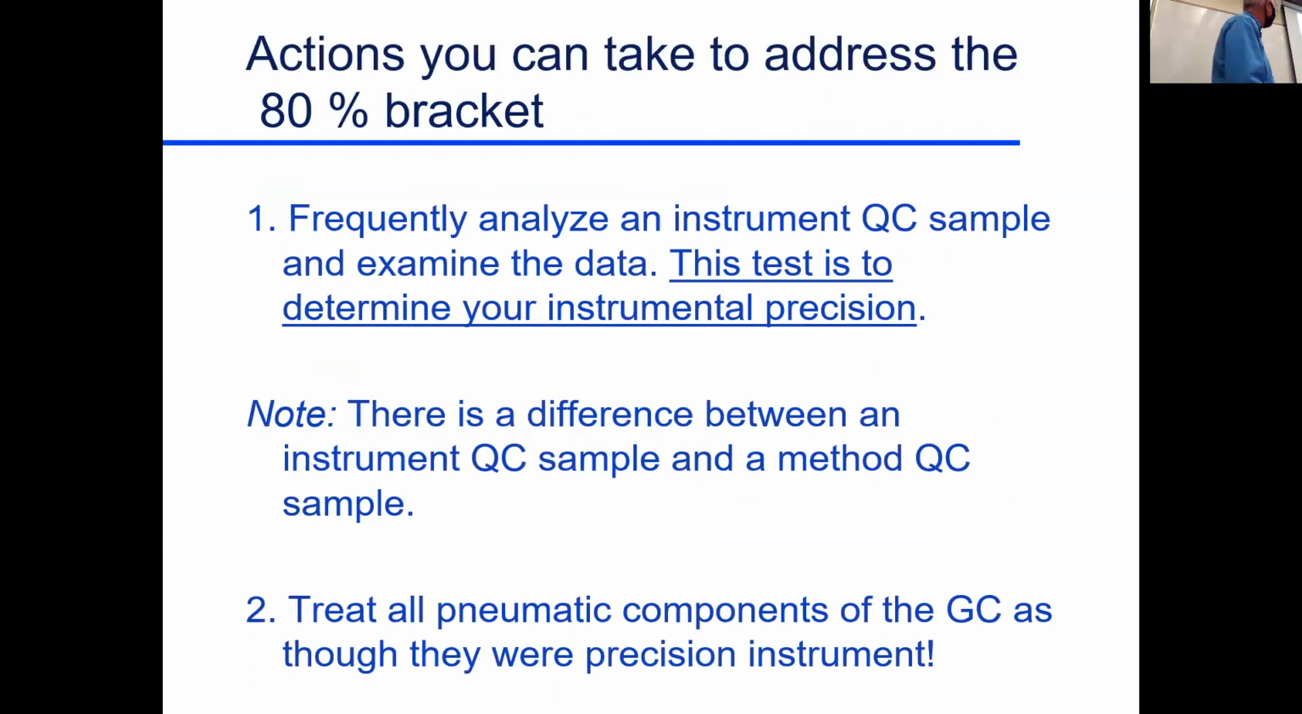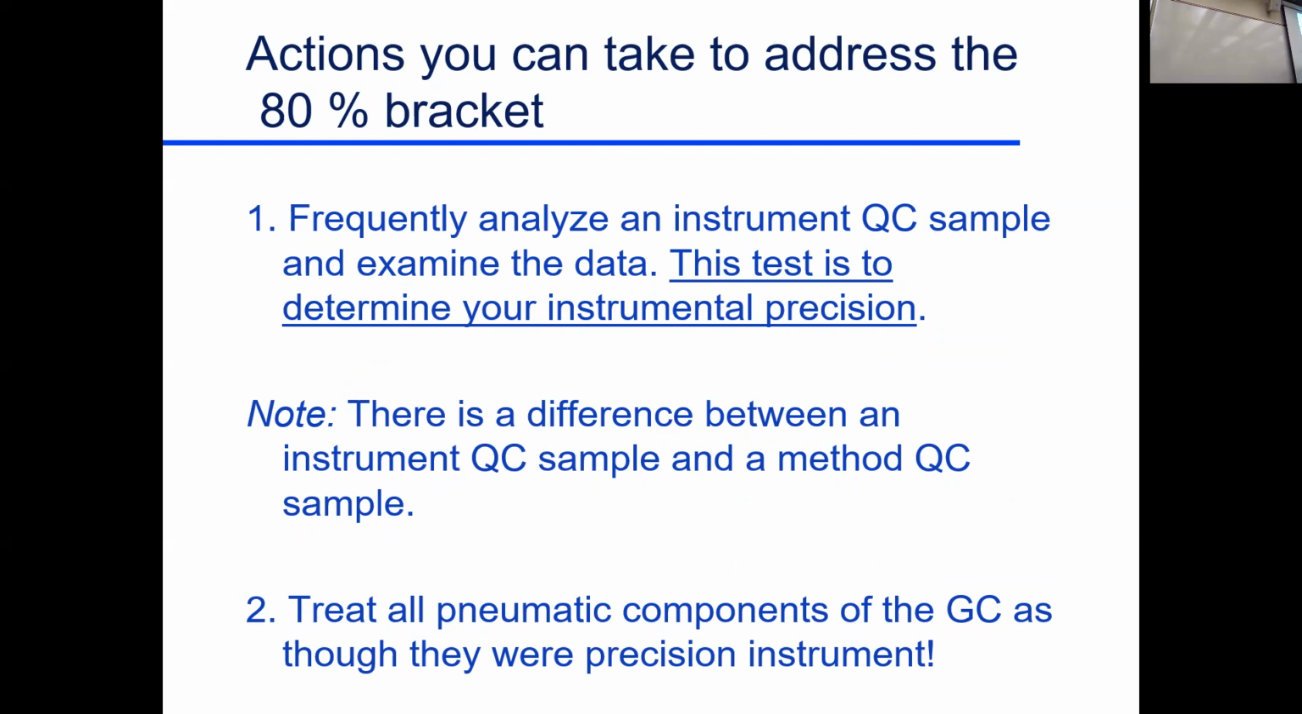What can you do about that 80% bracket? Does my gas go where I think it should be? Well, frequently analyze an instrument quality control sample and examine the data. Have a standard mixture. This is what I want to separate. I know there's not a problem with the sample. I know my sample. You put it on, does it work as it should? If it works as it should, okay, then life is good.